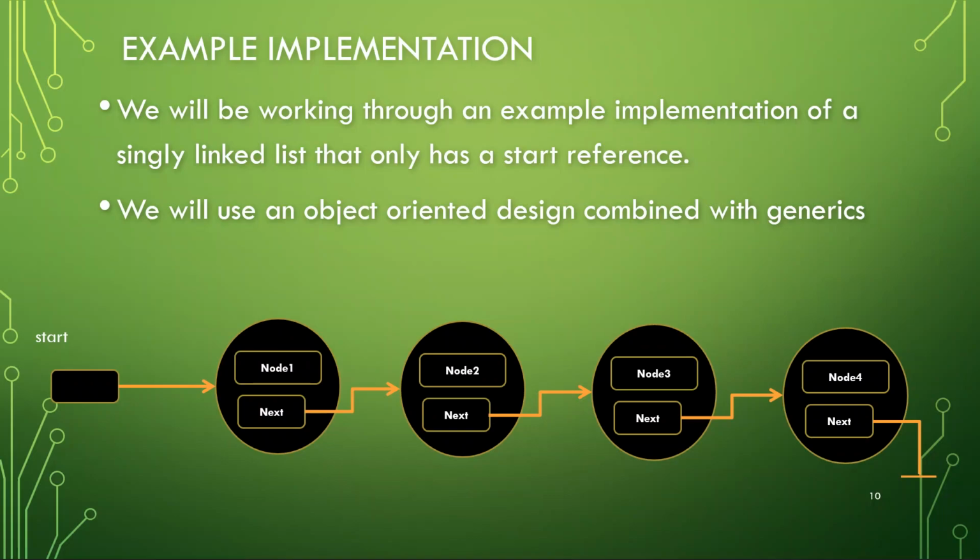So, example implementation. We'll be working through an example implementation of a singly linked list that only has a start reference. Once you understand this code, you can modify it in the future to add an end, which I suggest you do by working out what steps will be required when you're drawing out everything, and the steps you need to go back and forth. We'll be using object-oriented design combined with generics to actually do this. So what we learned very far back in the beginning with Java, new and old, with the comparators and generics, will come into major play here, and that's why I introduced them earlier on in the course.